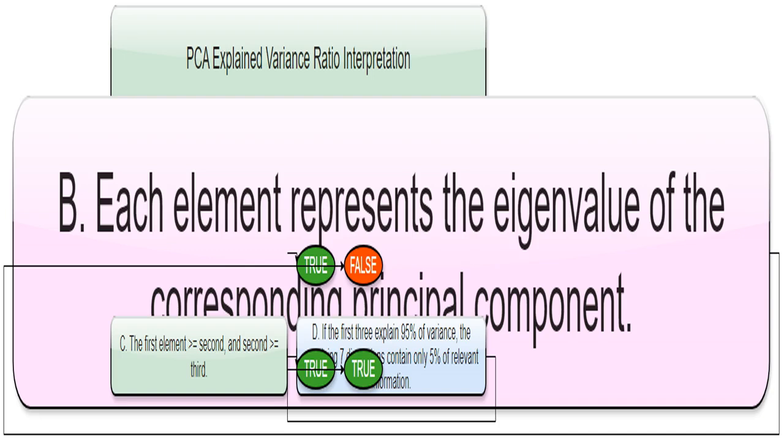The explained variance ratio is not the same as the eigenvalue. Although they are related, the explained variance ratio represents the proportion or percentage of the total variance, while the eigenvalue indicates the amount of variance.